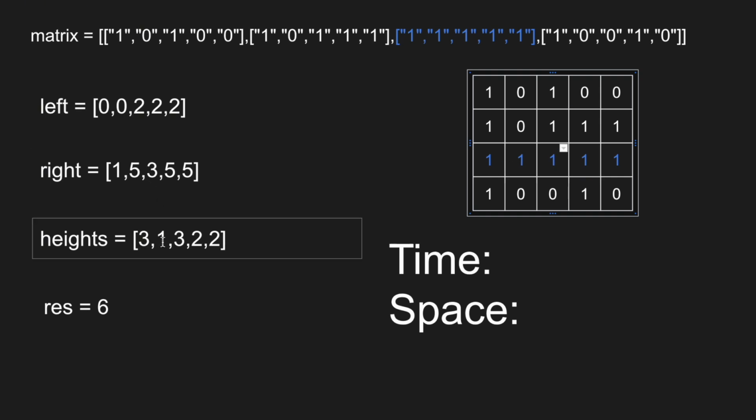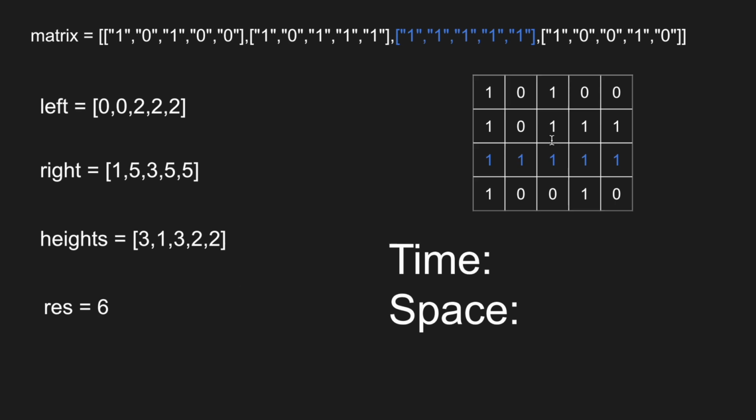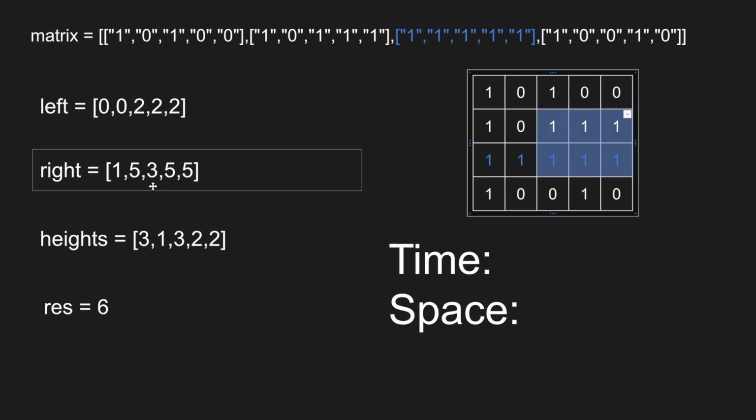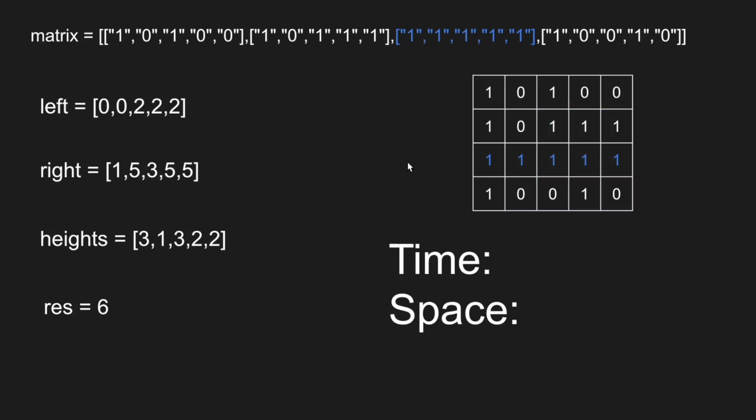And the heights are 3, 1, 3, 2, 2, and as we can see, the maximum area would be 6, and we get that by taking 5 minus 2 multiplied by 2. So 5 minus 2 is 3, and 3 times 2 is 6, so we set the result to 6.